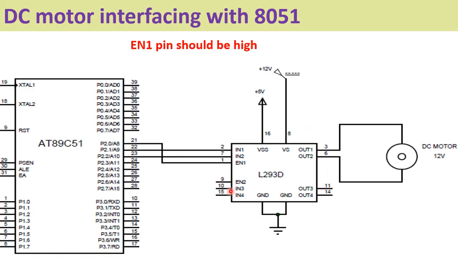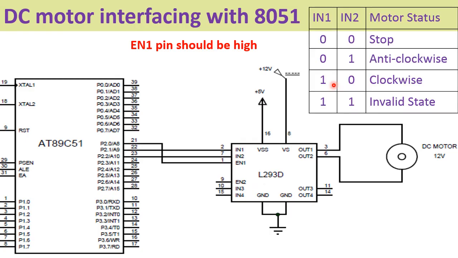In1 and in2 pins can take different possible combinations of ones and zeros. When 0 0 is applied to in1 and in2, the motor gets stopped. When 0 is given to in1 and 1 is given to in2, the motor moves in anti-clockwise direction. The 1 0 combination moves the motor in clockwise direction, while 1 1 on in1 and in2 is an invalid combination.